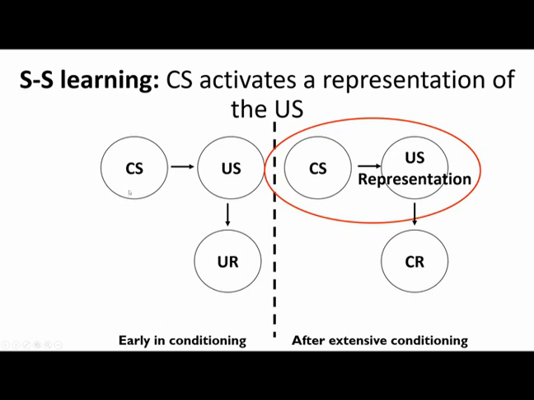Unlike for S-S learning, which is going to look very familiar because we already did this part, where you would see that CS paired with the US leads to an unconditioned response. For the S-S learning, it's the same diagram where the exposure to the CS is activating our conditioned response by way of some kind of representation of the unconditioned stimulus. Basically, our conditioned stimulus is activating a quote-unquote memory of our unconditioned stimulus.